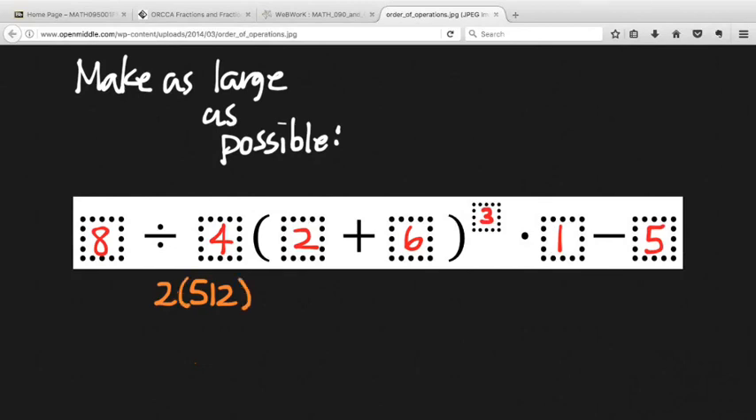So then it ends up looking like that. And then I have times 1, which actually doesn't change anything. And then I'm going to subtract 5. This is going to be 1,024 minus 5. This is going to be 1,019. Now, that was what we get if we just read all the operations from left to right in this expression. But one of the things that we'll find out is that that may not always be the right choice.